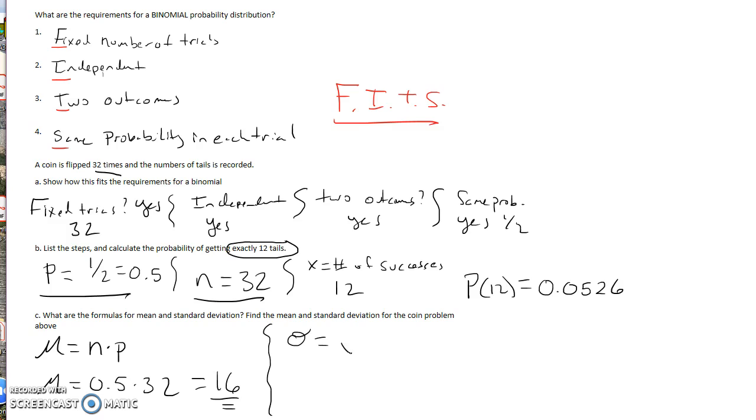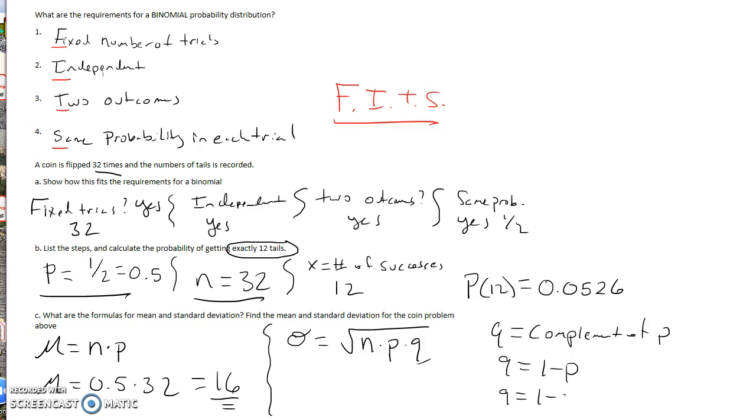Now, standard deviation is a little bit different. It is the square root of n times p times q. And we haven't really defined what q is equal to. So q is just the complement of p. Or another way to say this is q is equal to 1 minus p. Now in our situation, q is equal to 1 minus 0.5, which is also 0.5. So to calculate our standard deviation, it's going to be the square root of n is 32 times p is 0.5 times q is 0.5.